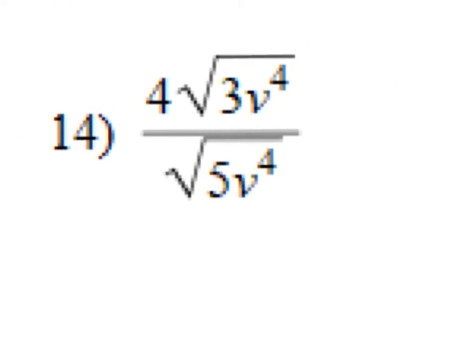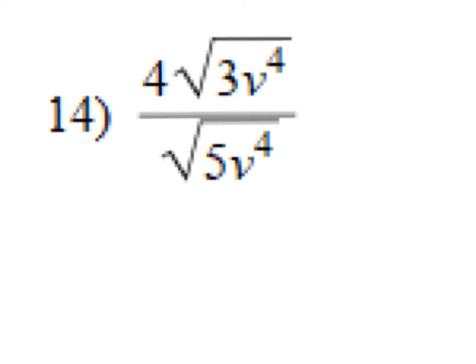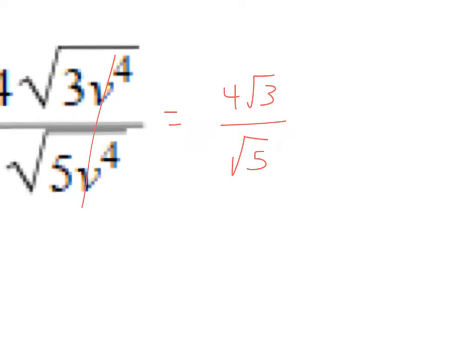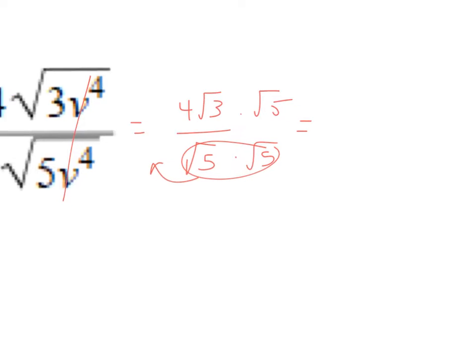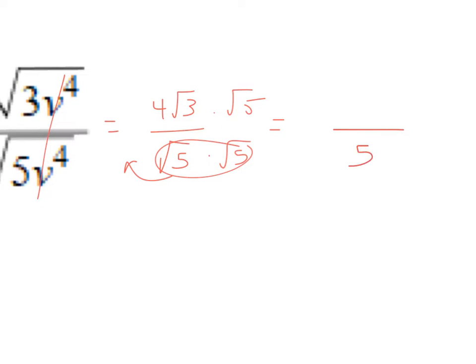All right, so on this guy, well, if I look at this, the v's cancel right away because they're both on the inside. So right now I've got 4 root 3 on top and square root of 5 on bottom. So I'm going to multiply by square root of 5 on top and bottom here. So the 5's are going to pair up and move to the outside. So I still have a 5 on the bottom there. Again, if you want to call it the square root of 25 and then call it 5, that's fine.